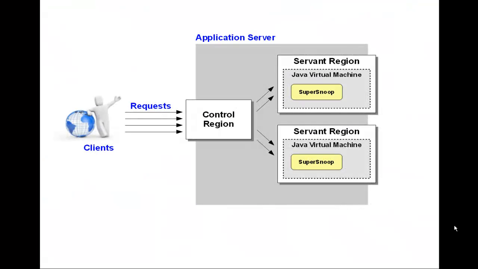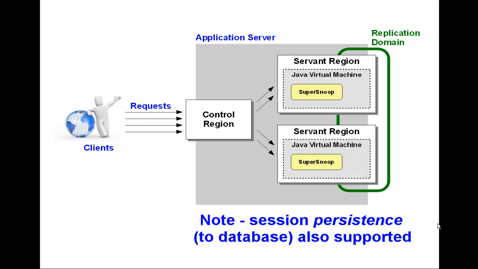When discussing multiple servants behind a control region as a form of inner cluster, the question naturally comes up whether or not session objects can be replicated between the JVMs, and the answer is yes. The mechanism used to do that is the same as for regular WebSphere clusters, and that is to define a replication domain and include the server, and when that's done, then all the servants for that server are included in the replication domain.